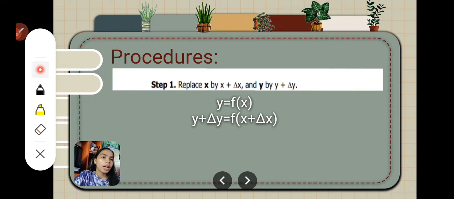Replace x by x plus delta x and y by y plus delta y. If the given is y equals f of x, we will replace y by y plus delta y and replace x by x plus delta x. That is step 1 for the derivation.